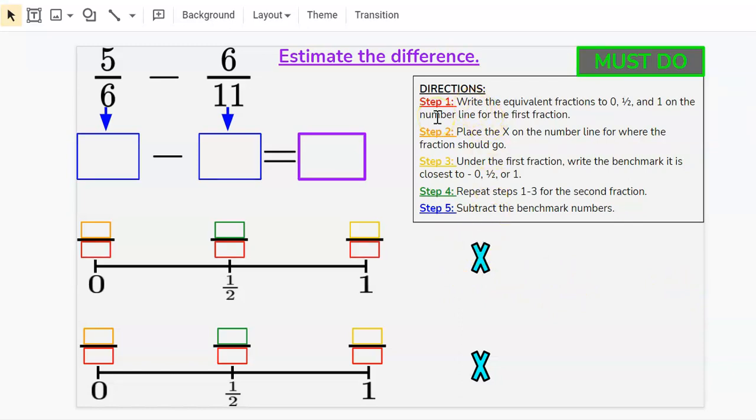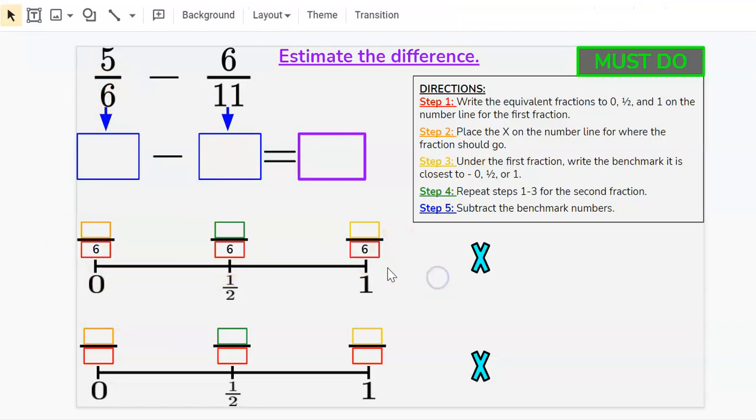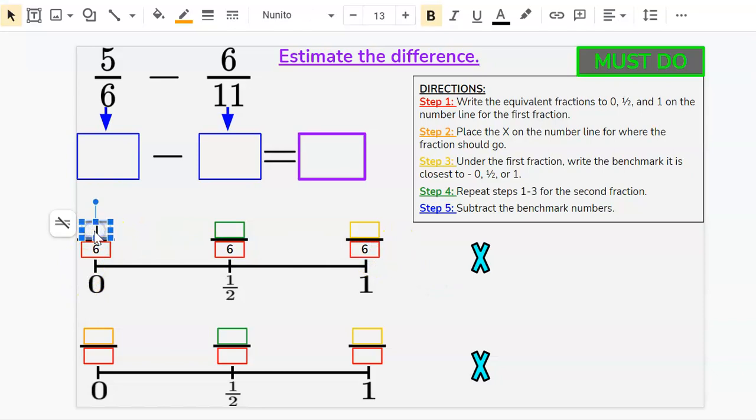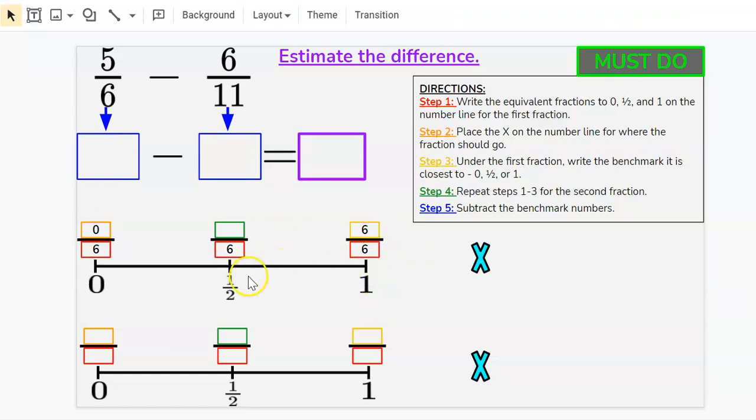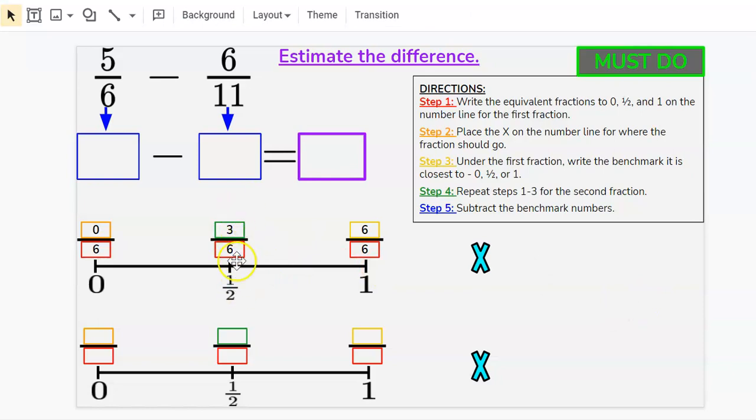Step 1 is the exact same. You're going to write the equivalent fractions to 0, 1/2, and 1. So for this one, I would start with 5/6, and I would say, well, the equivalent fractions, I need to keep my denominator the same, are all going to have a 6 in the denominator. 0 is the same as 0/6. 1/2 would have all of the pieces, and 6 divided by 2 is 3. Half of 6 is 3, so 3/6 is my equivalent fraction to 1/2.